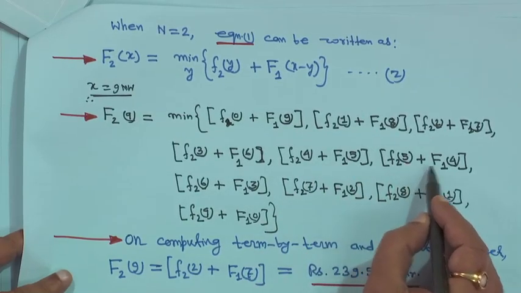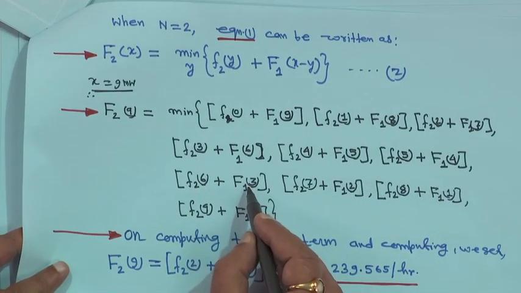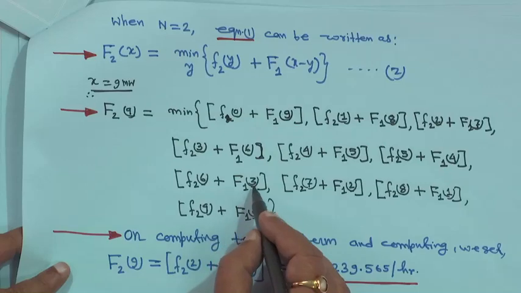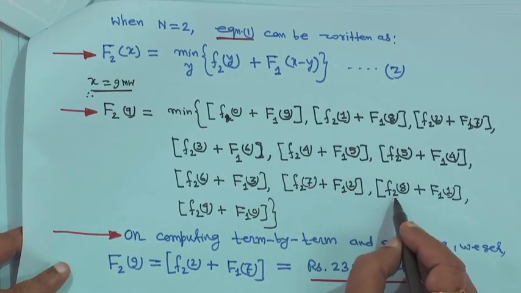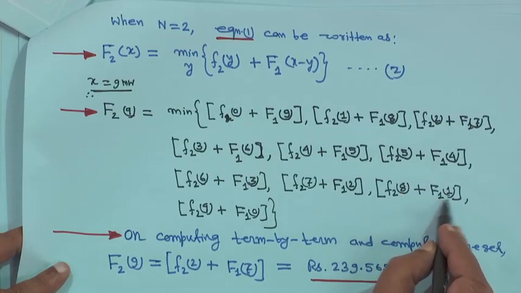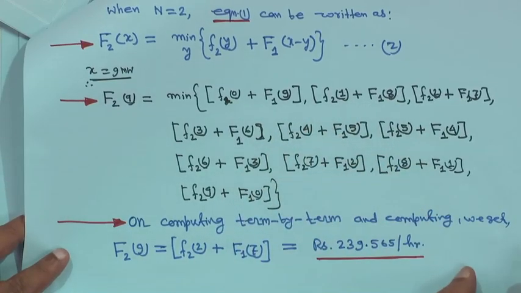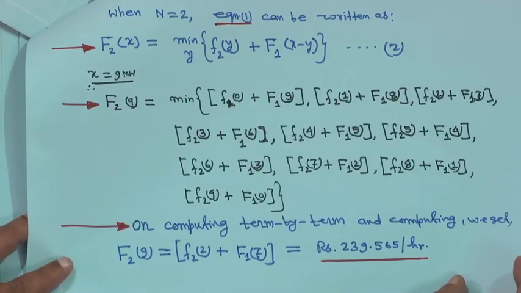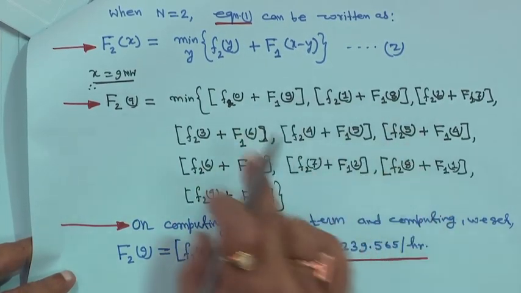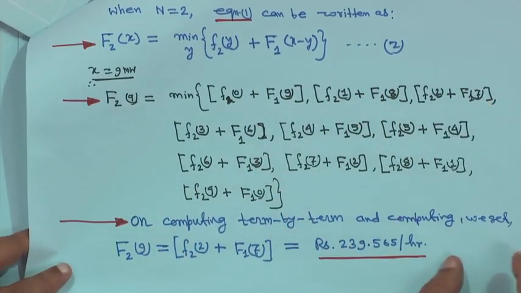Then small f25 plus capital F1 of 4, then small f26 plus F1 of 3, 6 plus 3 is 9, you have to consider all the combinations. Then F1 of 2, small f27 plus F1 of 2, 7 plus 2 is 9, and small f28 plus capital F1 of 1, and small f29 and capital F1 of 0. So, all these combinations you have to make for these 2 units, because the total demand is 9 megawatt. If the total demand is say 20 megawatt, for example, then how many combinations will come, 0 20, then 1 19, 2 18, this way, so many combinations.